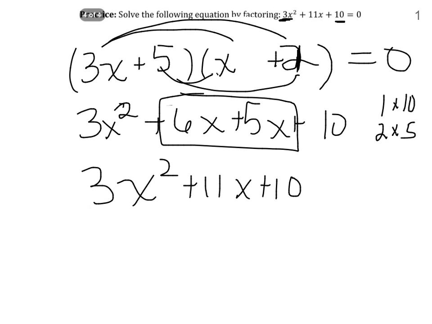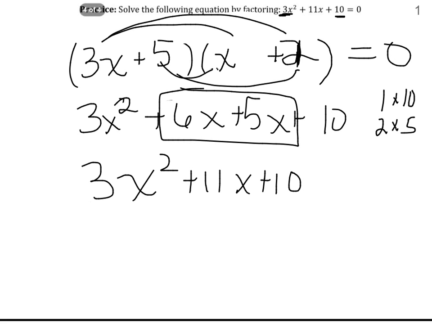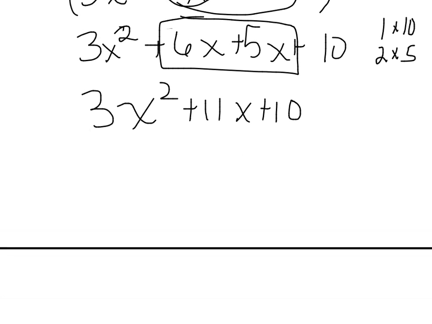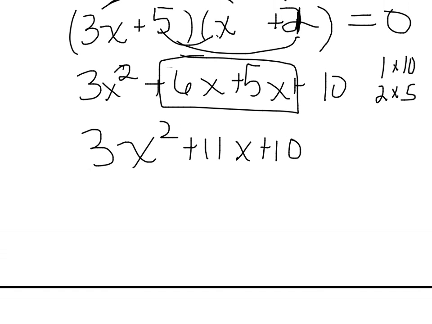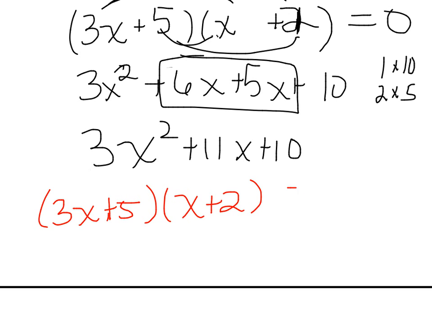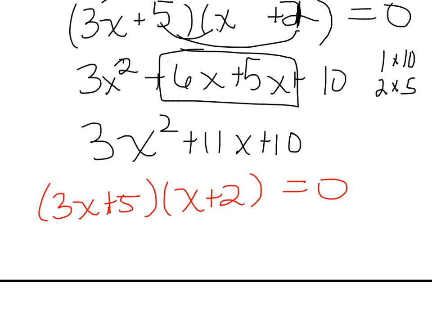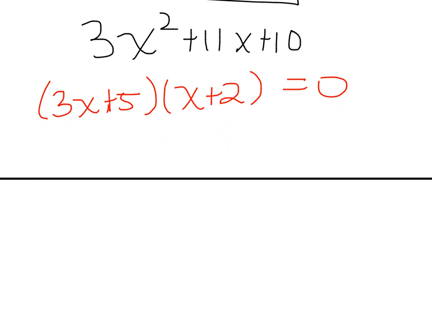However, it tells you to solve. Remember, solving means we're trying to find the variables. We're trying to find x. So with our factors of 3x plus 5 and x plus 2, we can use our product property of 0, which says that anything times 0 is 0. So if this whole number was 0, this 3x plus 5 was 0, then we get a total answer of 0. Or if this was 0, it would multiply to make 0.